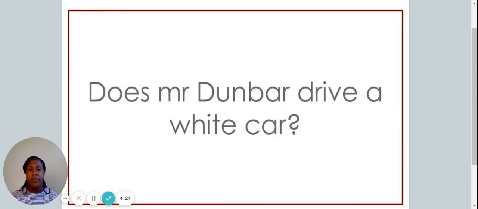Here's our last sentence for today. We are going to write this sentence together as well. Does Mr. Dunbar drive a white car? This sentence is also asking a question, which is why it ends with a question mark.